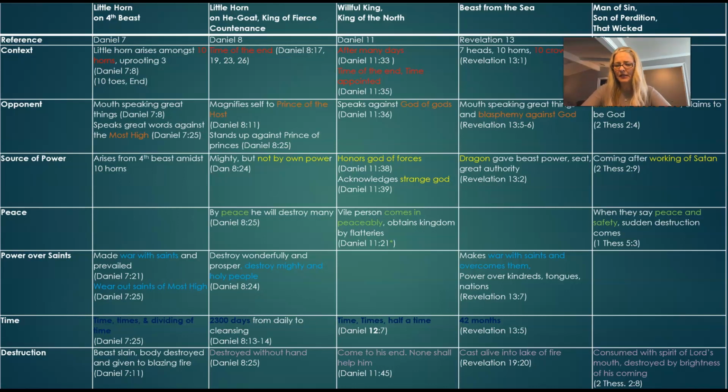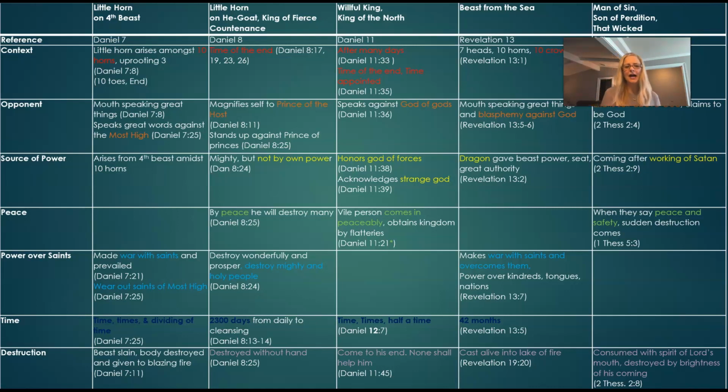Now, very specifically in Revelation 13, the beast from the sea derives his power, seat, and great authority from the dragon. The dragon is Satan himself. And this is very similar to Paul's man of sin. He says his coming will be after the working of Satan with deceivableness and signs and lying wonders. So the little horn, the willful king, the beast from the sea, the man of sin, they are deriving their power from Satan, opposing themselves against the Most High God.